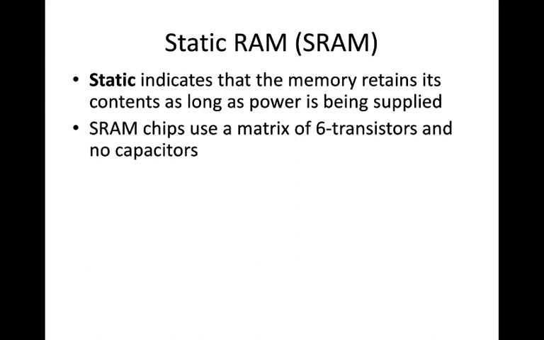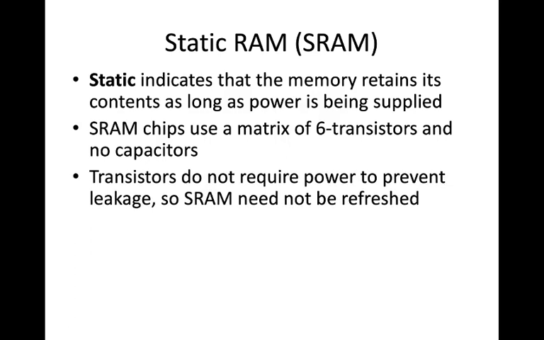SRAM chips use a matrix of 6 transistors and no capacitors. There are no capacitors used in SRAMs. We have a matrix of 6 transistors aligned in a matrix format. I'll show the diagram. Each SRAM memory cell consists of 6 transistors. You have already studied transistors in your school days, and maybe in your first year in electronic circuits.